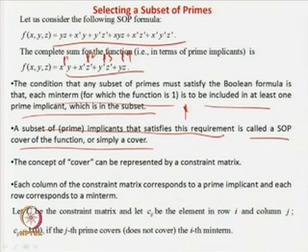If there are multiple choices of subsets of the prime implicants available, which one will you take? We will take that choice where the prime implicants have the minimum number of literals in them. Okay, that is the concept of cover.